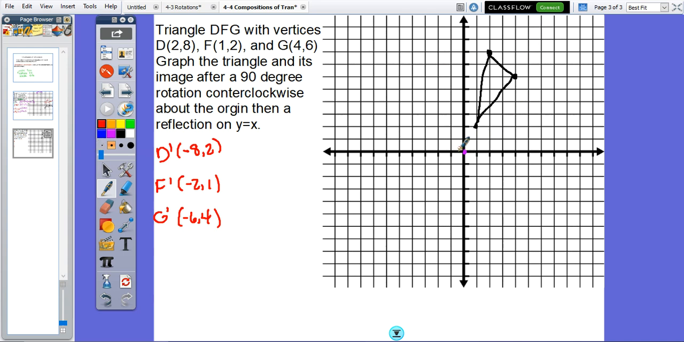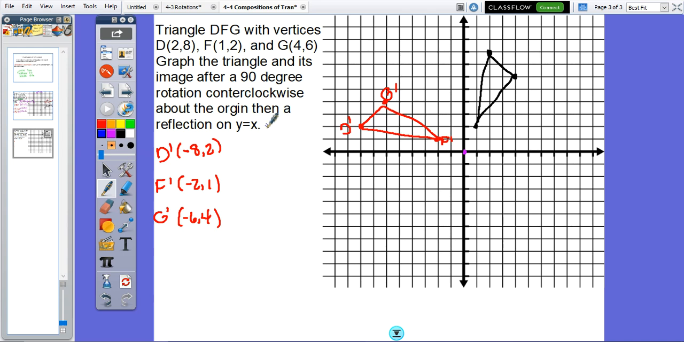So -8, 1, 2, 3, 4, 5, 6, 7, 8, and then +2, D prime. F prime would be -2, 1, F prime. And then G prime at -6, 4. Right there, G prime. We connect them all, bam, bam, and bam. Nice. Definitely looks the same, besides my bad lines right there. All right, our next transformation is a reflection over y equals x.